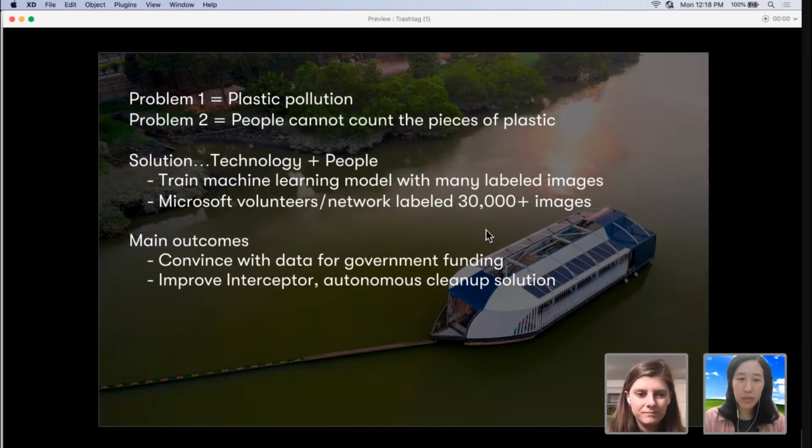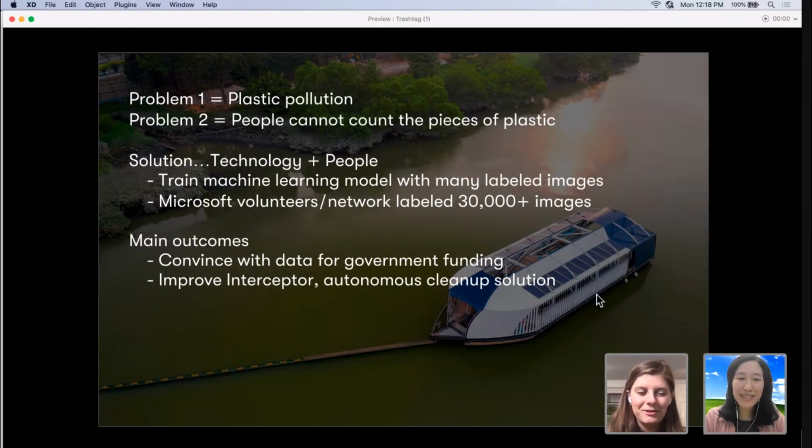And then the data and the machine learning model could be used as a proof of concept to continually develop the technology behind the interceptor, which is the vessel in the background here. It's a solar powered vessel that they put along these riverheads to identify the waste. And they have a long sweeping arm that can sweep in the plastic waste, and they can actually clean it up without having people interact with the pollution, which was pretty harmful in some cases.